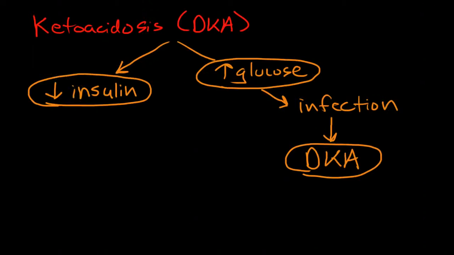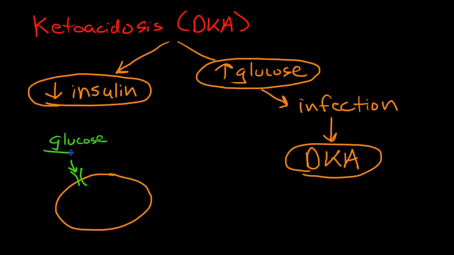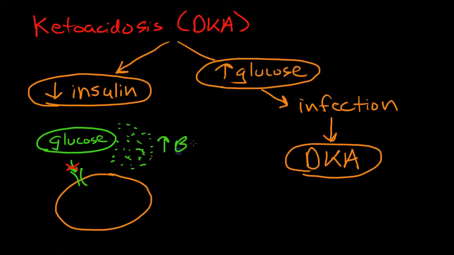So what happens is, without insulin, our glucose transporters can't let glucose in. So we have plenty of glucose in the bloodstream, but it can't get into the cells, right? So if it can't get into the cells, two things happen. One thing is the glucose outside of the cell becomes very, very high, so we have elevated BGs.